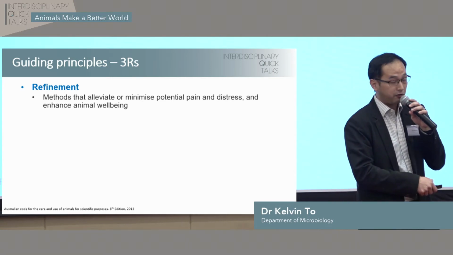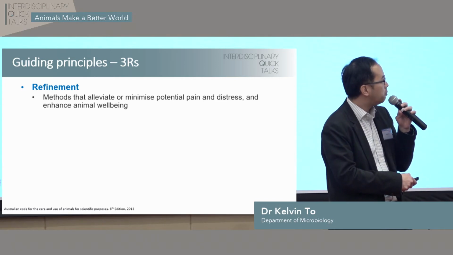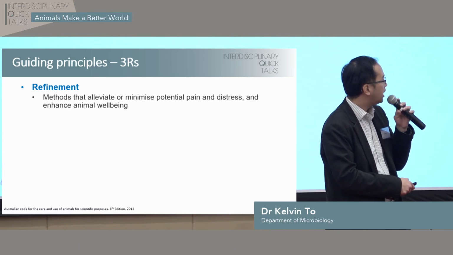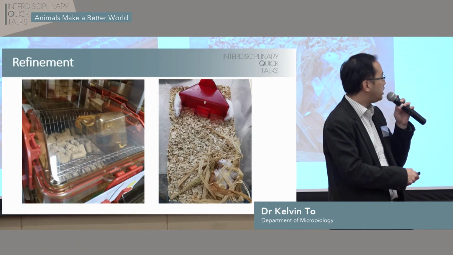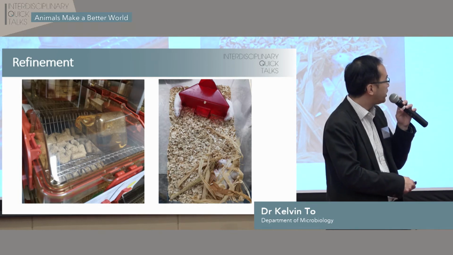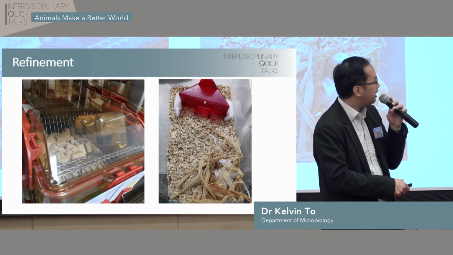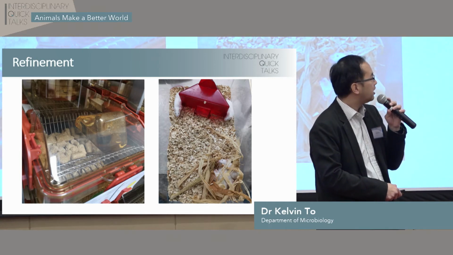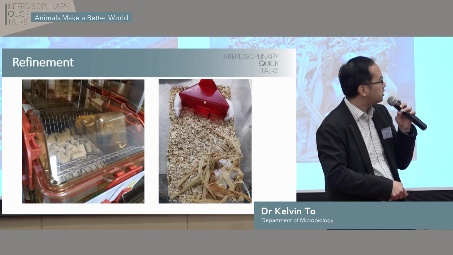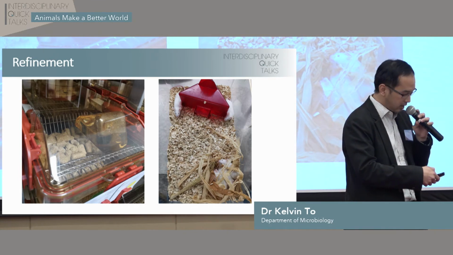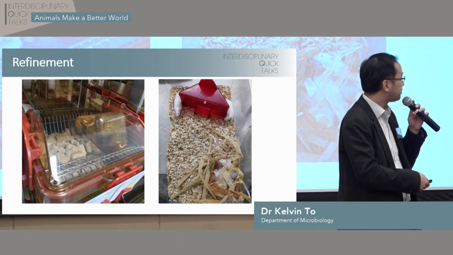The third R is refinement. We are trying to alleviate or minimize potential pain and distress and also enhance the animal's well-being. Of course, we must be careful that we always have enough food and water for the animal. At the same time, we must have something for the animal to play with, for example, this gadget here and something here. The animals like to play with these, so these will help them to alleviate some of the pain and distress.